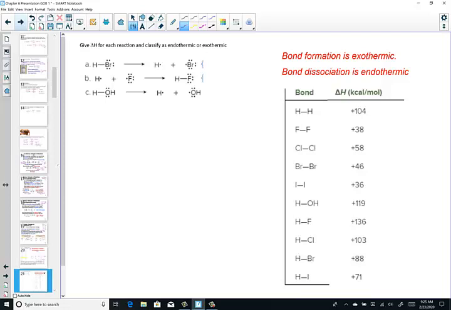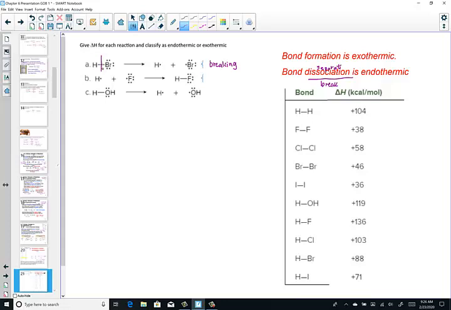Well, let's find letter A. Letter A is breaking a bond. When bonds break, we know that it dissociates. To dissociate means to break. We want to get those words kind of the same. To dissociate is to separate. Think of dissociate as another way of saying separate. You're going to break this bond.